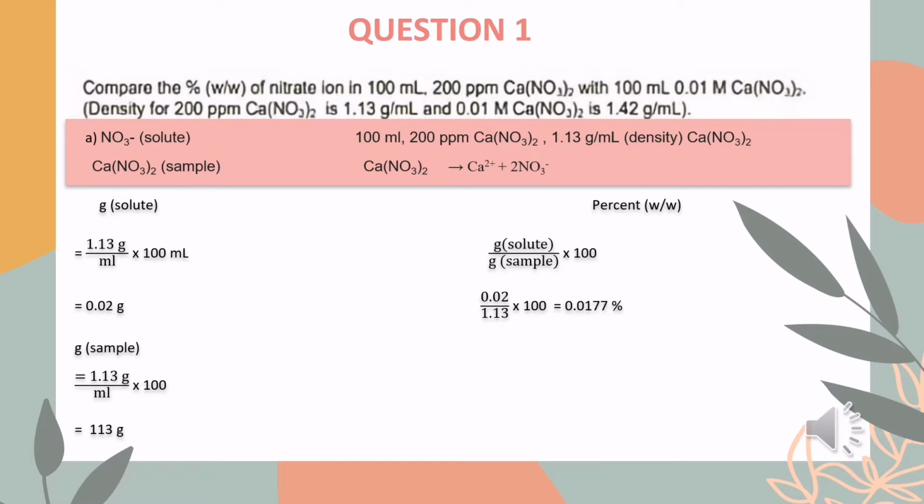Okay, for the percent, we must calculate gram of solute divided by gram of sample multiplied by 100, and the answer we get is 0.0177%.